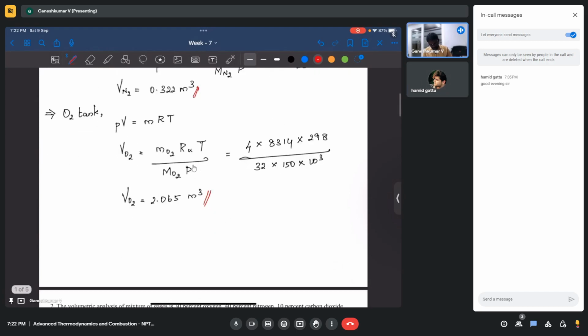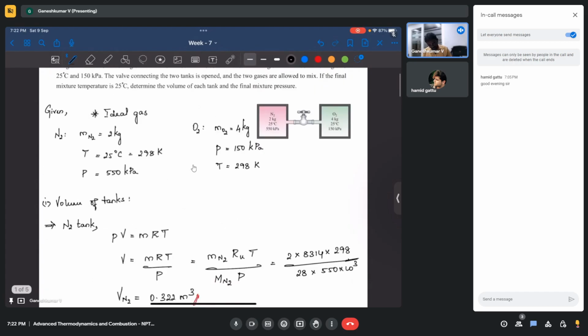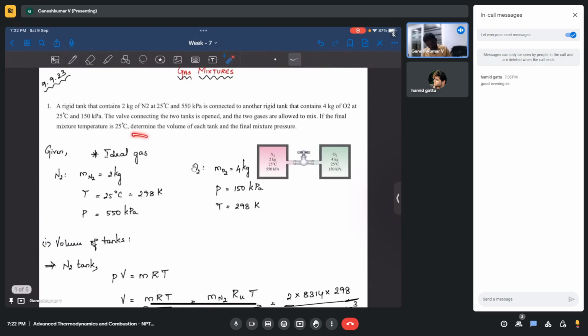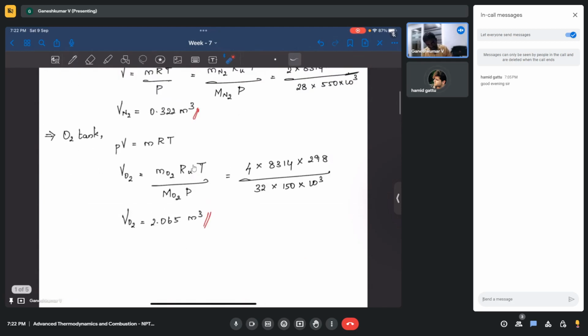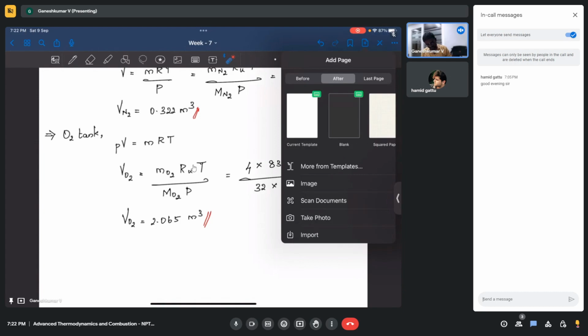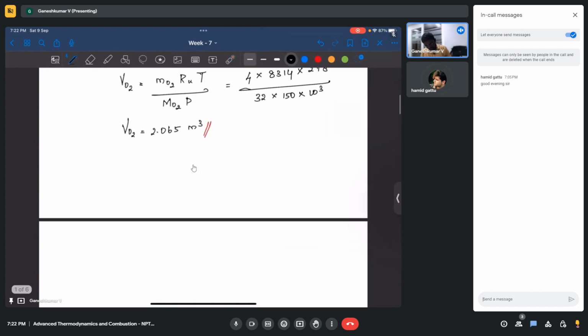Yeah, I'm also getting the same thing. All right, so this is the volume of the mixture. We need to find out the mixture pressure. Okay, let's find that out also. I think we can find it out. We need to find the final mixture pressure.